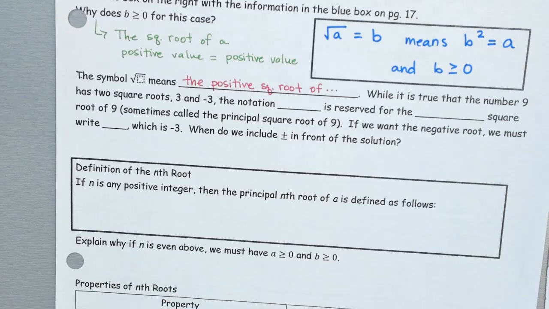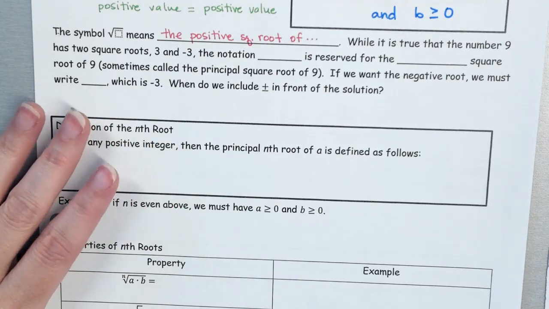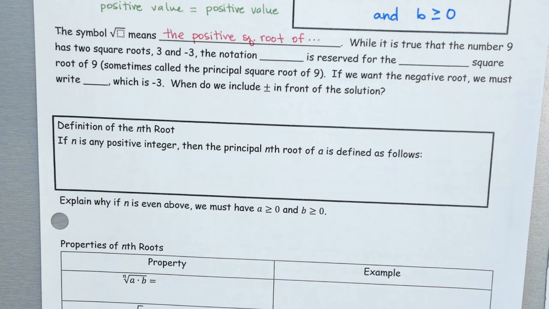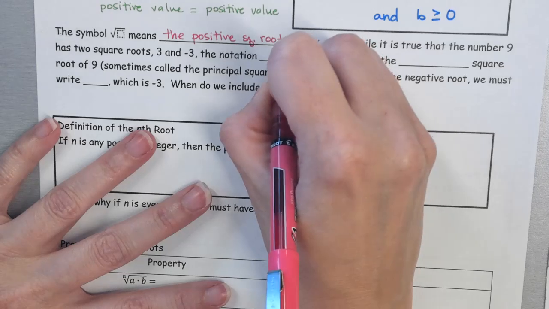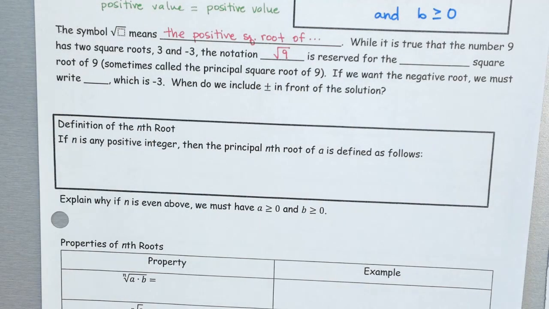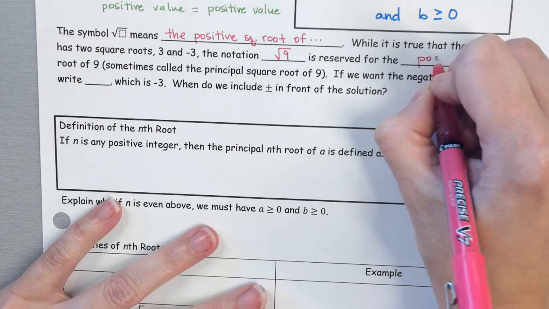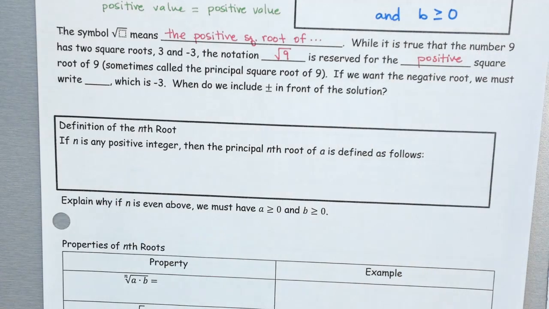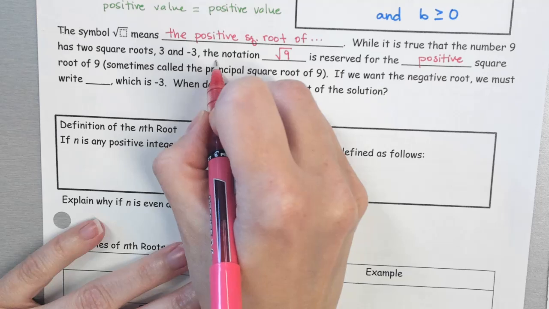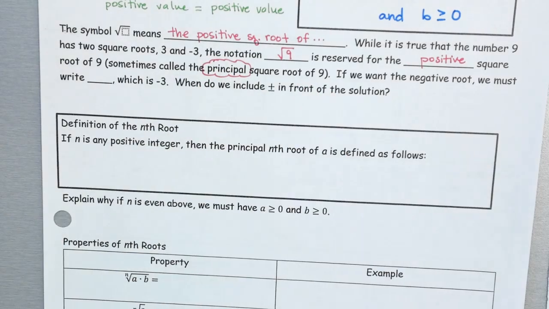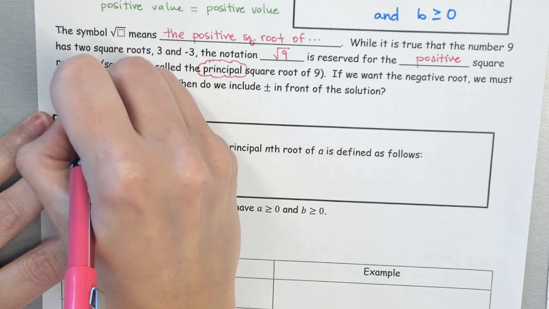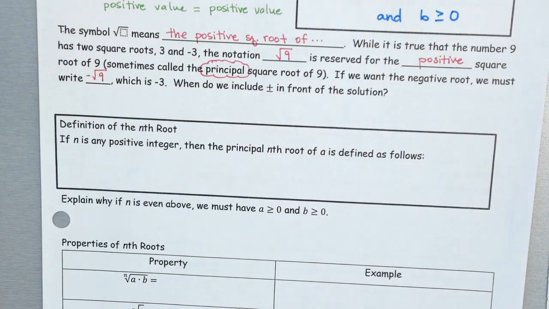I'm just going to put of dot, dot, dot. So whatever you have underneath there. Okay? So while it's true that if you have the number 9, it does have 2 square roots, the positive and negative 3, if the notation is the square root of 9, that is reserved for the positive square root. And sometimes this is what's called the principal square root. And if we want the negative root, we have to write the negative in front like this.